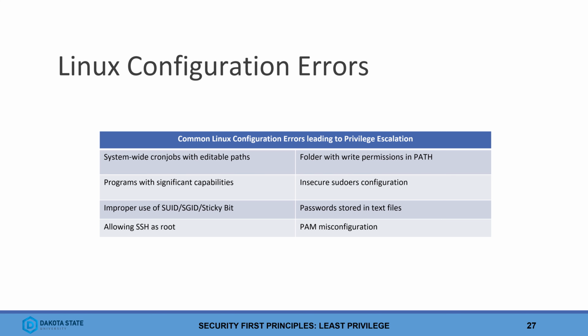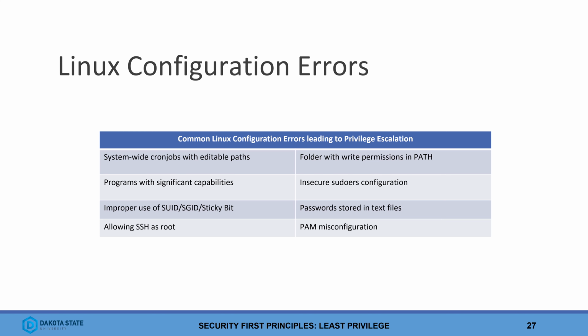An insecure sudoers configuration is obviously an issue. Make sure that if you are going to grant someone sudo access, the ability to run as the root user on your box, that you understand why you're doing this and that you remove that access when they do not need it anymore. Passwords stored in text files is the same as on Windows. If you store a password for a more privileged account in a less privileged account, someone who gets access to that less privileged account will have access to that more privileged account.